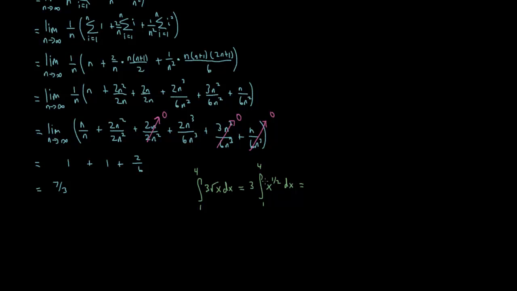So what does the power rule say? It says that we can increase the exponent by 1 and then divide by that new exponent. So let's not forget about our 3 though. So the antiderivative is x to the 1/2 plus 1. 1/2 plus 1 is 3/2. And then we divide by that new exponent, which is 3/2.